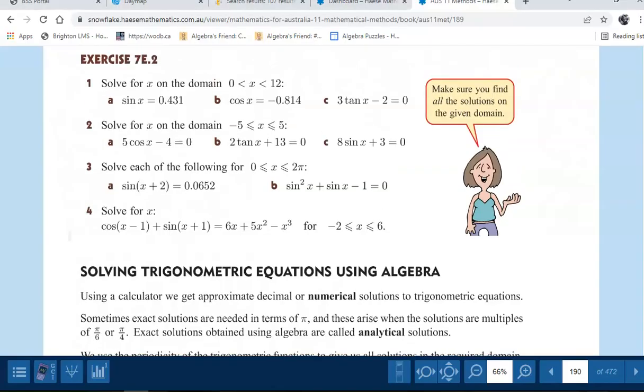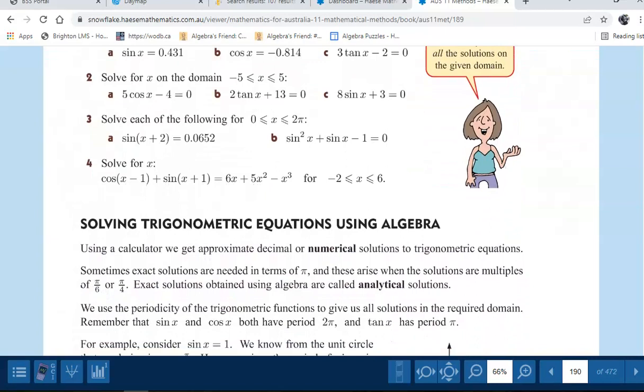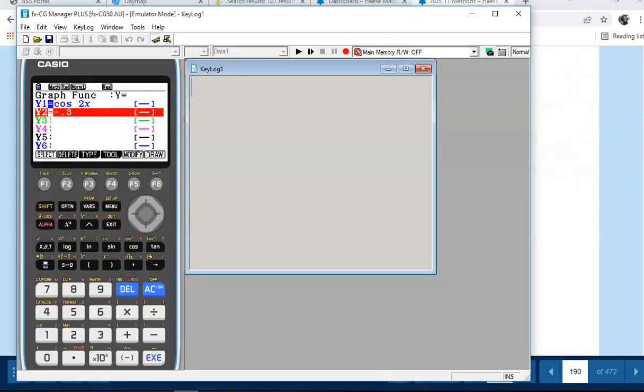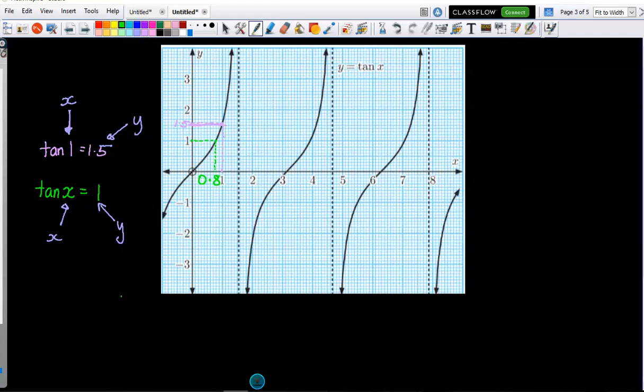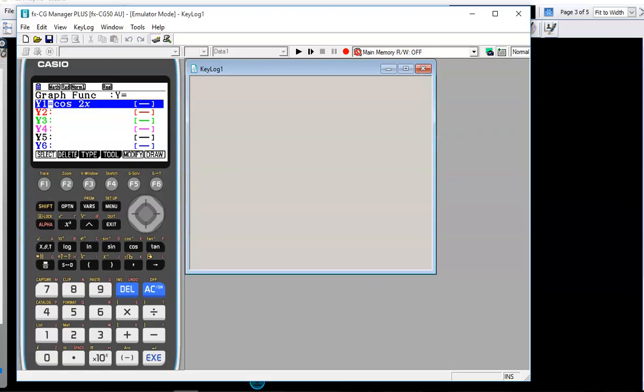People at home, we've scooted down to 7E2. And again, I don't think you have to write much down here. It's all about using your calculator. So we're just going to go number 2. Again, please listen before you go off on your merry way. So we're going to delete, because this stuff is going to help you. It works for the questions we're about to do as well. So 5 cos x take 4 equals 0. You can type that straight in. 5 cos x take 4.